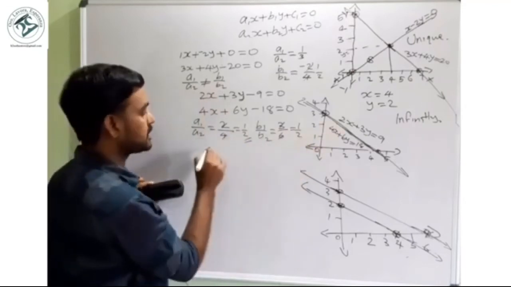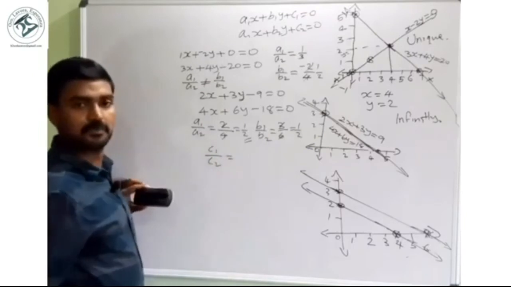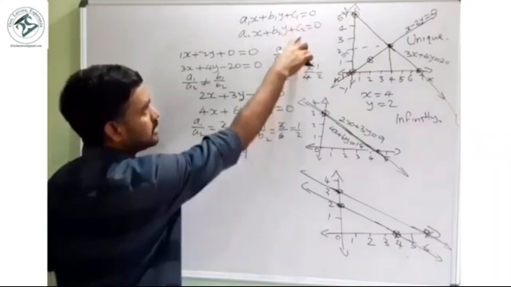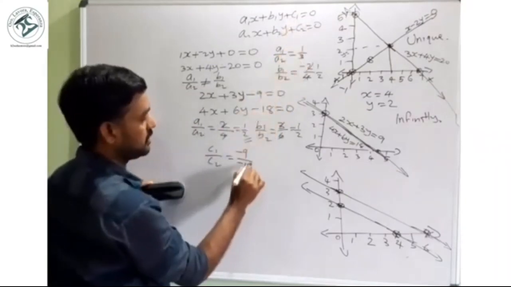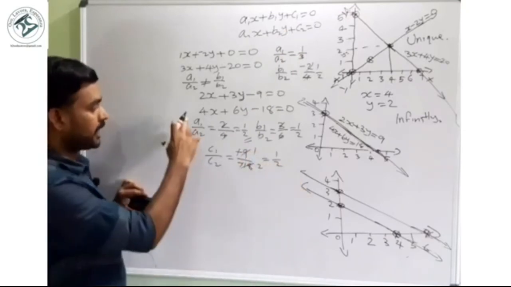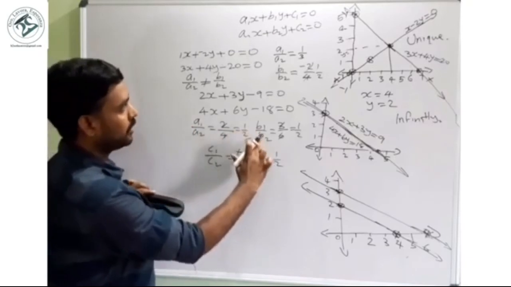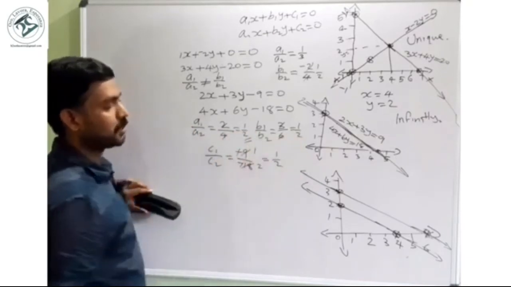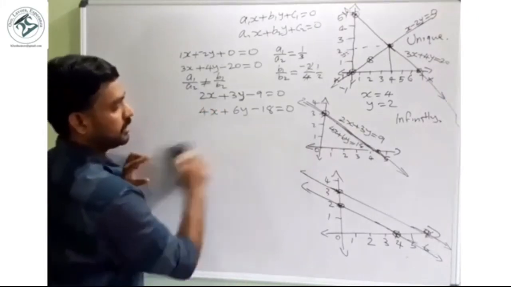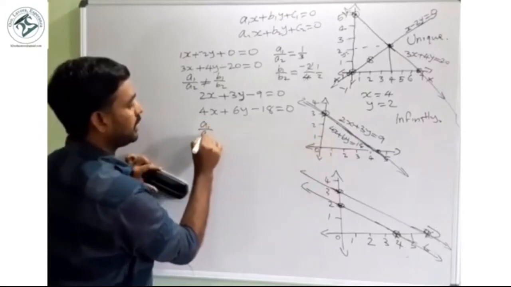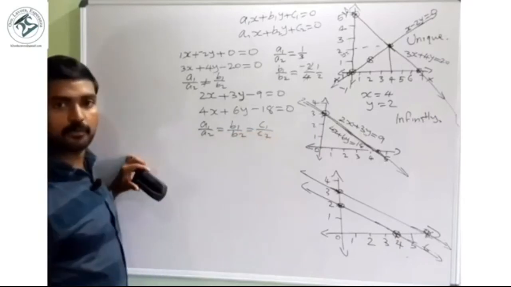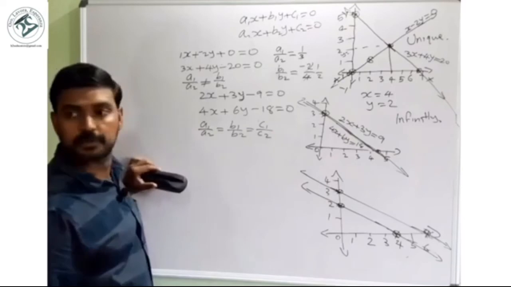In such cases you find c1 by c2 also. So we can check the answer, minus 9. C1 means constant, minus 9. C2 means second equation constant, minus 18. Here 1, here 2. So it is also equal to 1 by 2. So a1 by a2 answer is 1 by 2, b1 by b2 answer is 1 by 2, c1 by c2 answer is also 1 by 2 in the case of this equation. So we can write, in this graph we get a1 by a2 is equal to b1 by b2 is equal to c1 by c2. Now we can go for checking the third set of equations.